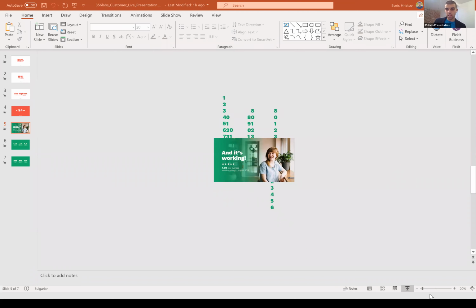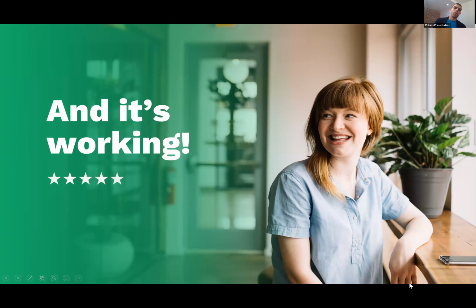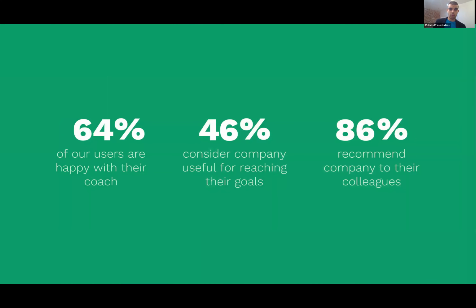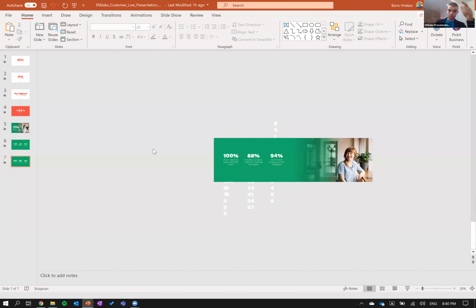So let me show you how this works. So here is a slide. This is not Morph, this is just something. And then I click and take a look at what's going to happen. See? So that thing is Morph. That calculation of the numbers is happening because of Morph.